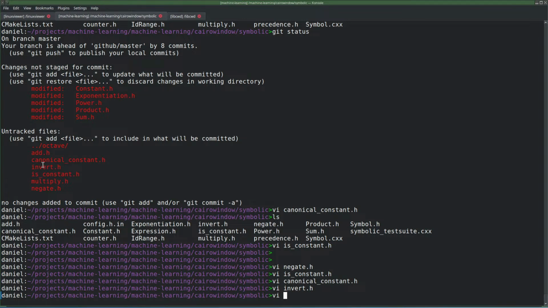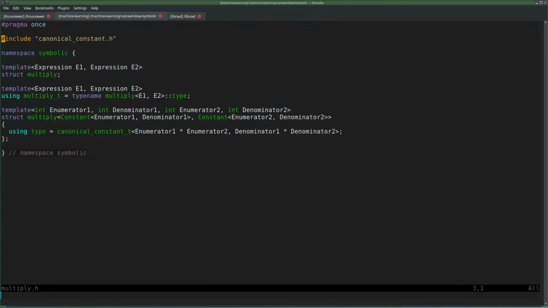So I did invert. Now let's look at the multiply. For declaration, the abbreviation thing, and then the only thing that we can multiply at the moment is a constant. So you can multiply two constants like this, but you have to pass template parameters. So you have to pass the numerator and denominator of both constants.